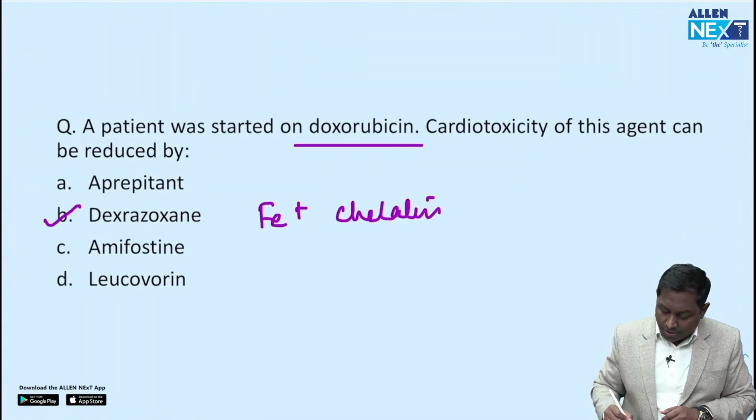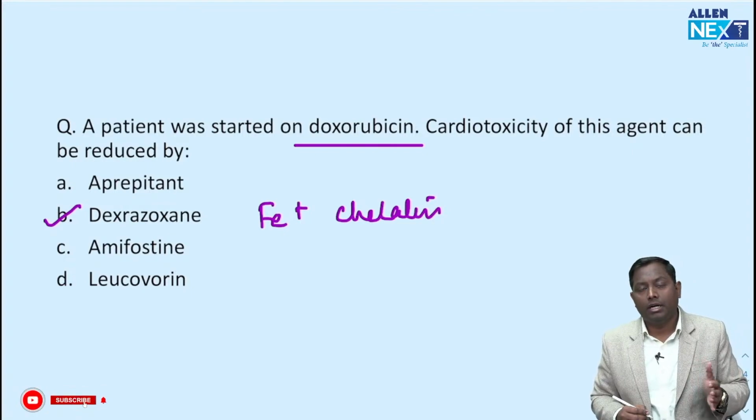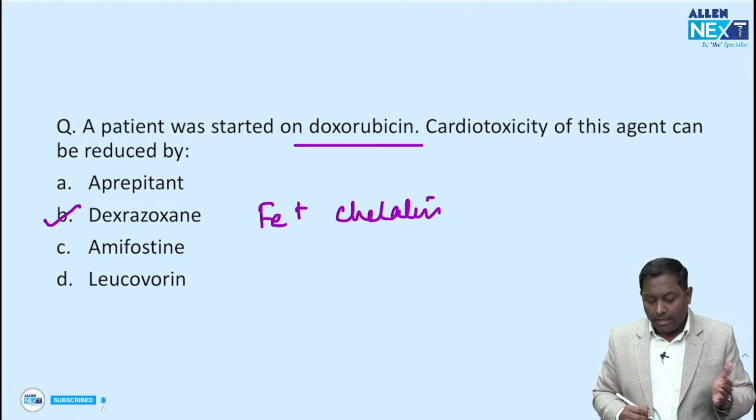Let's look at the other options here. Aprepitant, rolapitant, netupitant, what are they? They are the neurokinin or substance P antagonists, right? They are given for delayed nausea and vomiting.